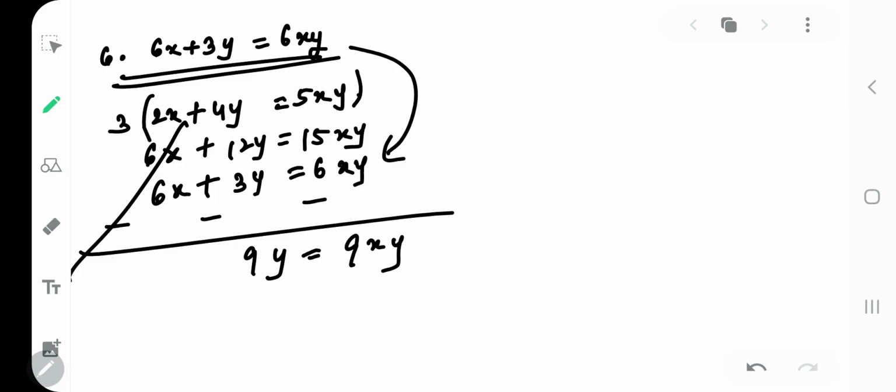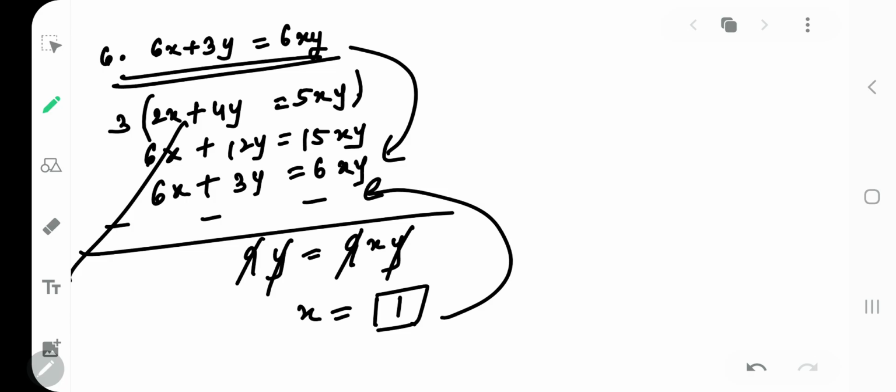Yes. Now my dear kids, y I can cancel, 9 I can cancel. So x is equal to, directly you got your answer as 1. You can put your value of x in any equation and get the value of y. I think that is more easy. Clear?